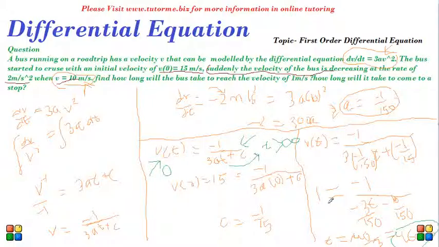Okay, so we have a time of 46 seconds, approximately 47 seconds, for that bus to come to a velocity of 1 meter per second, and a time which goes to infinity for that bus to come to a stop with this given model of the equation for the velocity of that bus.